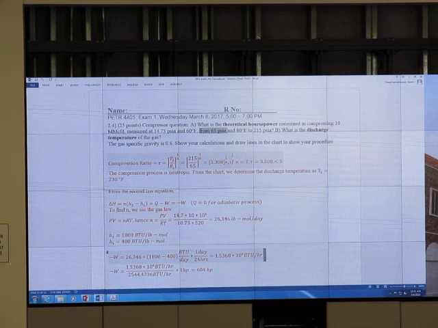How do I get the number of stages? The number of stages, I assume it to be 1, and find out what the compression ratio is. If it is more than 4, I assume the number of stages should be 2, and do the calculation again. And then assume it to be 3, and do the calculation again. Whichever is the smallest number of stages that makes the compression ratio between 3 and 4, I select that. Compression ratio must be the same between each stage, okay?